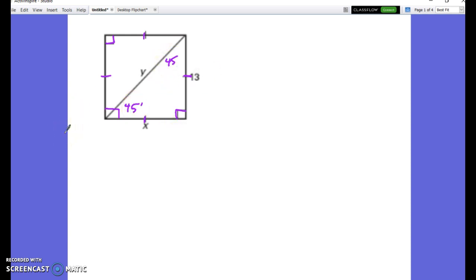Here is the golden ratio for a 45-45-90 triangle. It goes x, x, x root 2. Now, the thing about x, x, x root 2 is that you have to keep in the back of your mind that x, x, x root 2 only works for 45-45-90 triangles. All right?